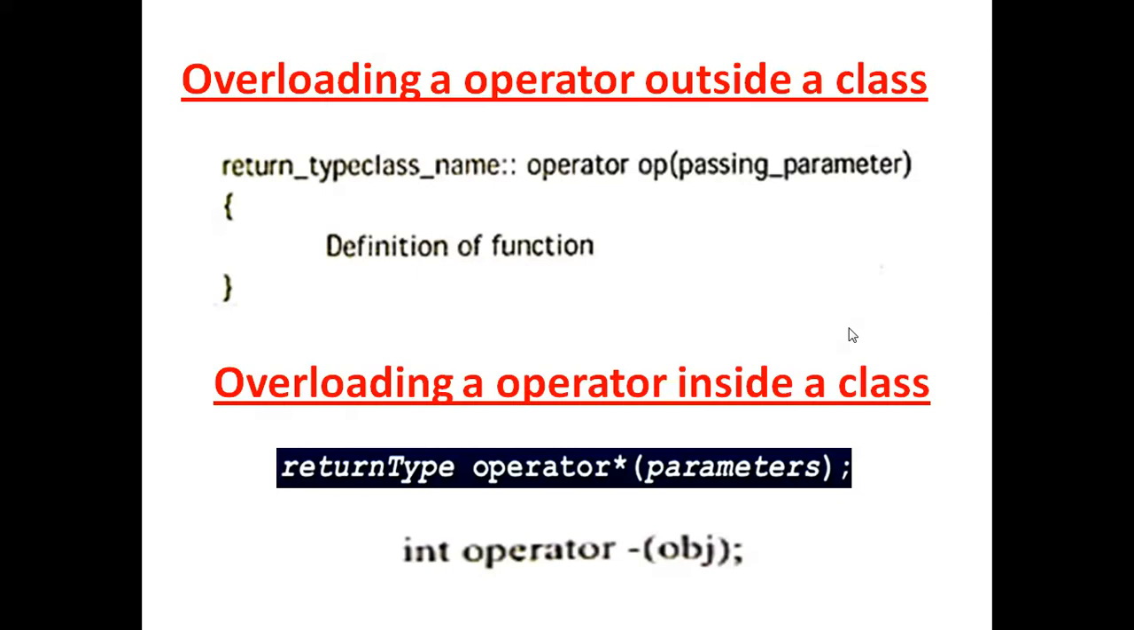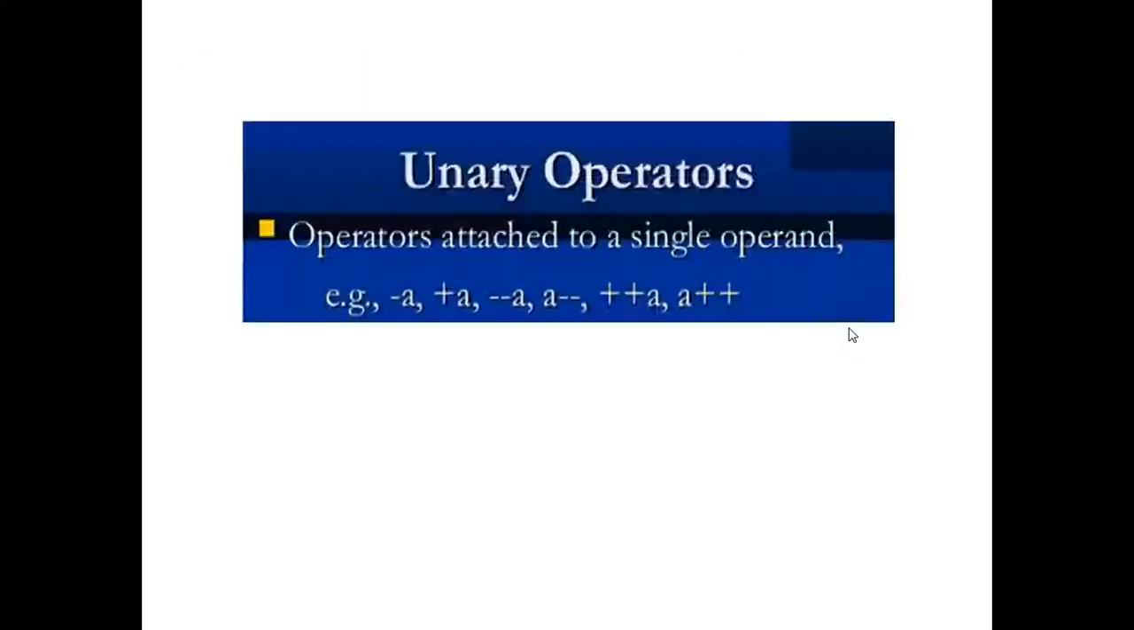Now, overloading an operator inside a class. That syntax is very similar. That is return type, then operator keyword, then the operator which we want to overload, and in brackets we can pass some arguments or parameters. We'll see an example of this. First of all, we'll see unary operators.